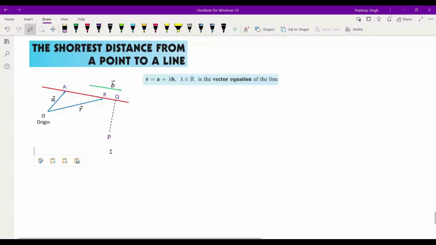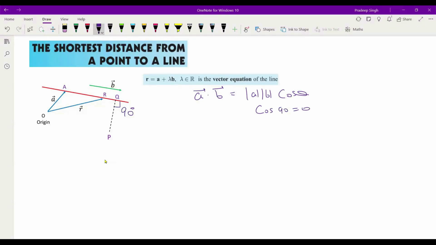How do we find the shortest distance? We draw a perpendicular starting from the point P all the way till Q. So the PQ line segment will be perpendicular to the line, which means this angle is 90 degrees. Now, whenever in vectors you see the angle 90 degrees, always take the help of dot product. Because remember the formula for dot product, A dot B is magnitude of A, magnitude of B into cos theta. But whenever the angle theta is 90, cos 90 is equal to 0. Hence, remember, whenever any two vectors are perpendicular, their dot product is always 0.